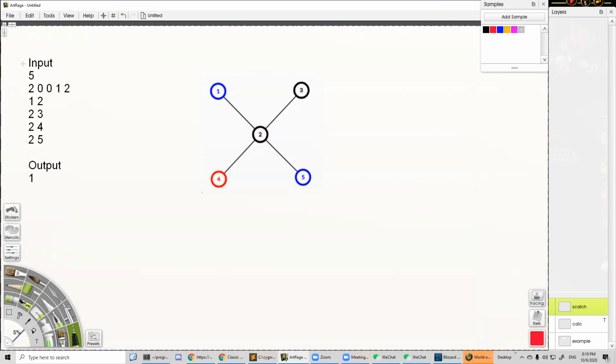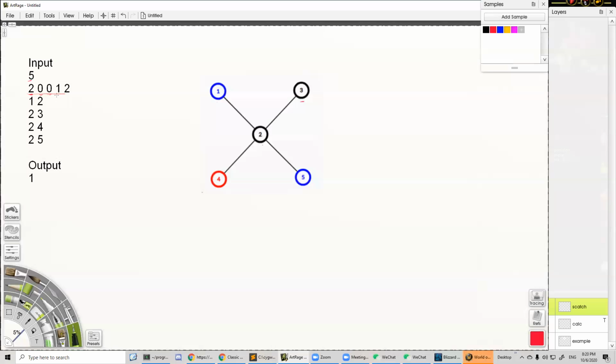As always, we are going to explain the example first. So the problem will give us a tree, and the first number is the number of nodes in the tree. And the second line will give us the colors of those nodes. So for example, the first node has color 2, which is the blue color here, right? And the second node doesn't have any color, so it's 0.